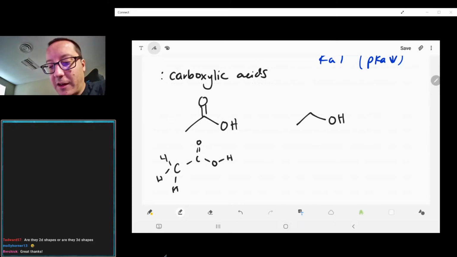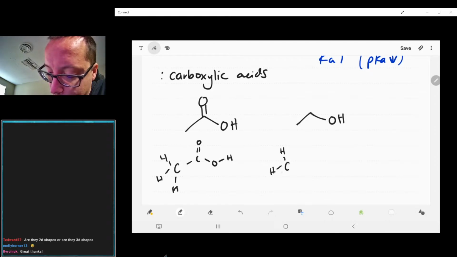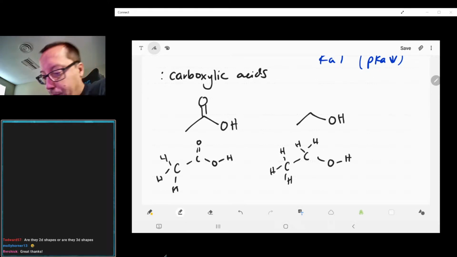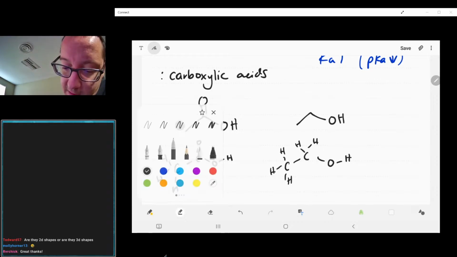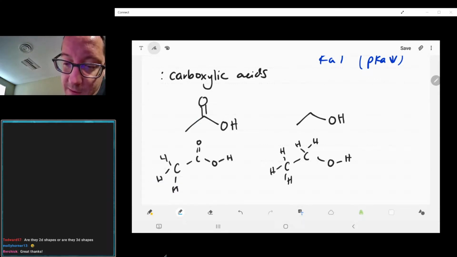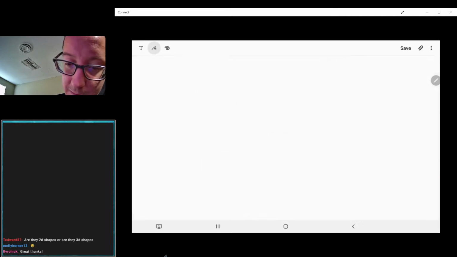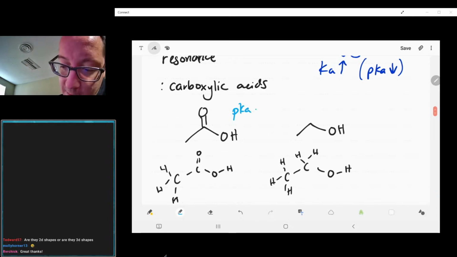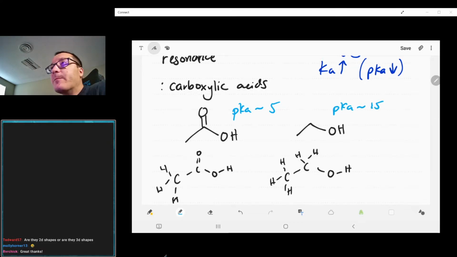But in organic chemistry, we often just don't draw carbons in. We just draw these lines instead. And this is ethanol over here. We're going to see that the pKa of this one is somewhere on the order of 5. But for ethanol, it's about 15.